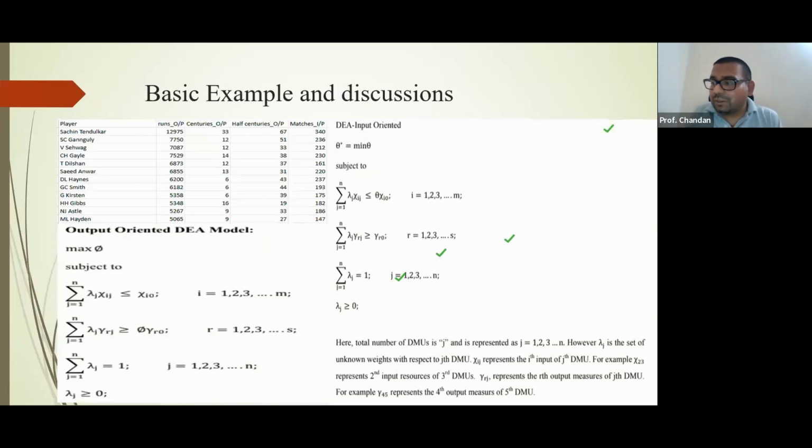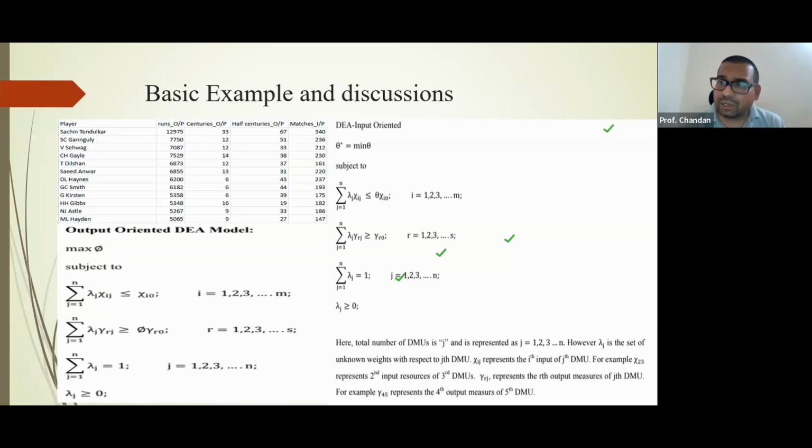So in this slide, I have considered some sample data. For example, we have a list of cricket players and some output parameters and input parameters are there. Number of matches played by these players. This is the dummy data. Then half centuries scored, meaning 50 runs scored by them, centuries scored by them, and how many runs they scored. So let's consider that if this is the data, then we can use some algorithms, the DEA model, data envelopment analysis model.